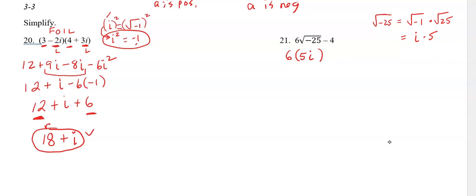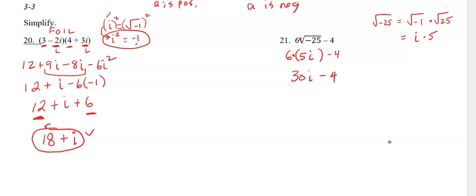And notice in the problem, 6 is being multiplied times the square root of -25, so it still should be multiplied here. I get some people that do other operations, but those are still being multiplied together, and I'm going to bring down the -4. So I always do multiplication before I do subtraction. So 6 times 5i is 30i.